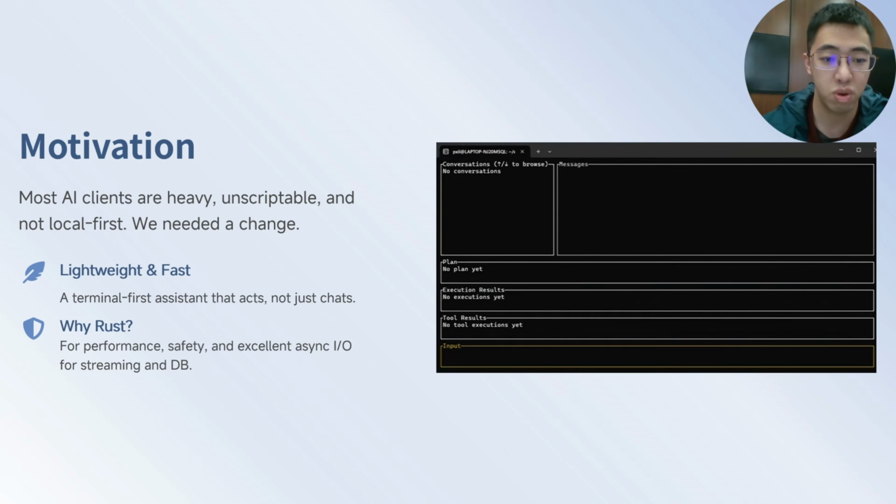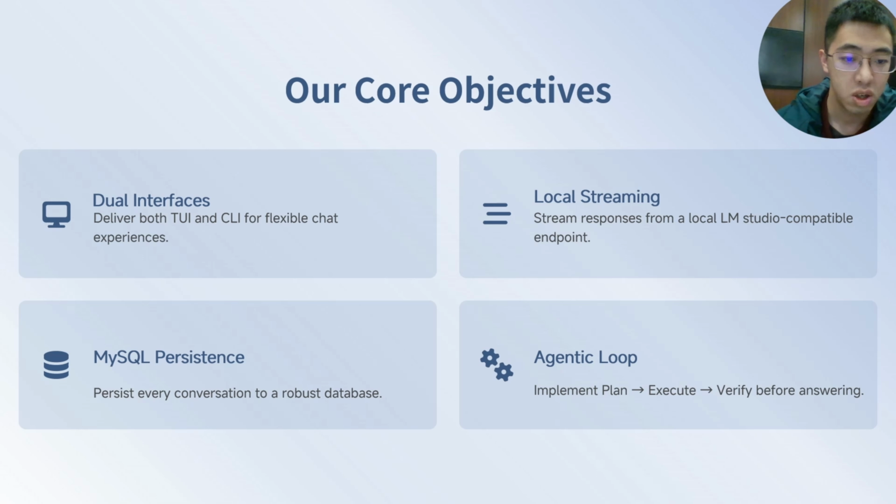And we use Rust for performance, safety, and strong async I/O, which matters for streaming output and DB access. Our core objectives are three pieces: dual interfaces, TUI plus CLI, local streaming with MyCircle persistence, and an agent loop that runs plan to execute to verify before it answers.